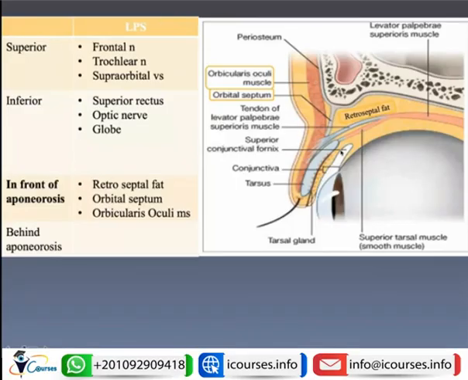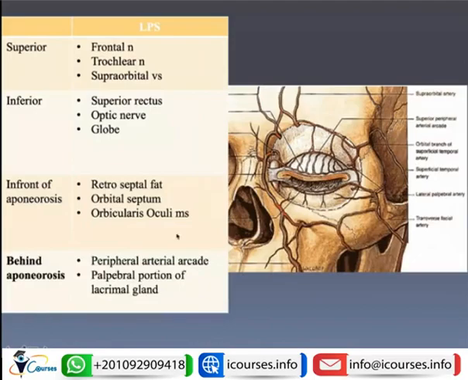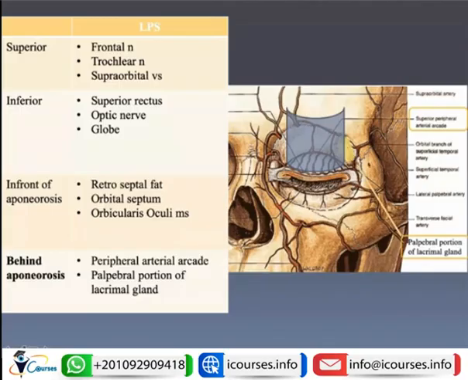While behind the aponeurosis will be other relations. What is located behind the aponeurosis? There will be what's called the peripheral arterial arcades. So here, the branches from the medial and lateral palpebral arteries will make a peripheral arcade and what's called a tarsal arcade. The peripheral arcade lies behind the aponeurosis. And here is the levator aponeurosis. And the palpebral portion of the lacrimal gland is located behind the aponeurosis.